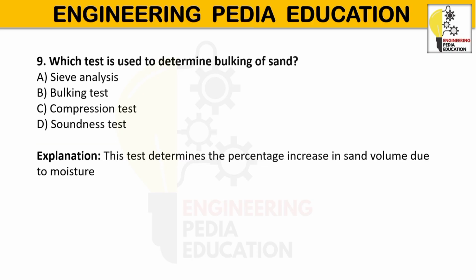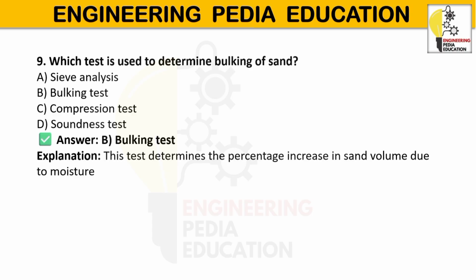Which test is used to determine bulking of sand? Sieve analysis, bulking, compression, soundness. Bulking test. This test determines the percentage of increase in sand volume due to moisture. And how is this test performed? Let's discuss it. Firstly, the IS code is 2386 part 3.